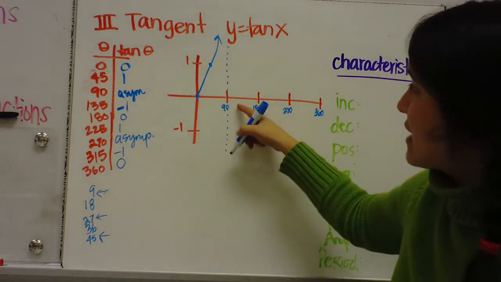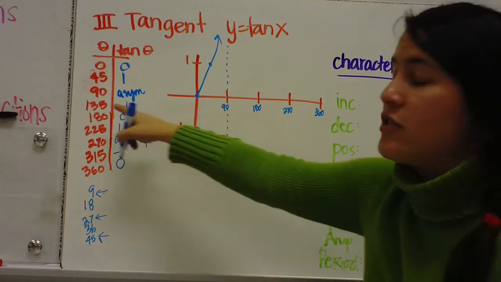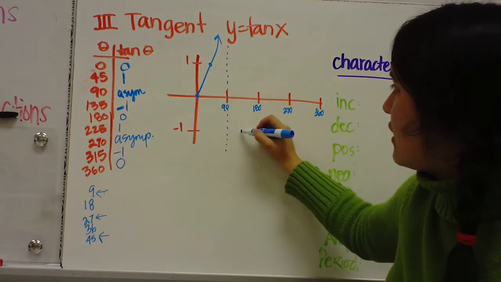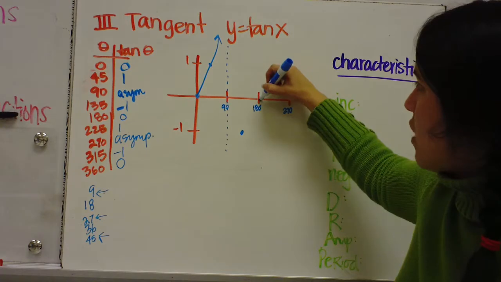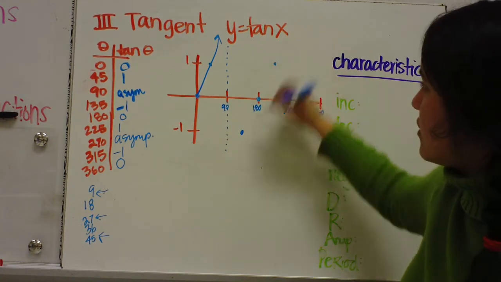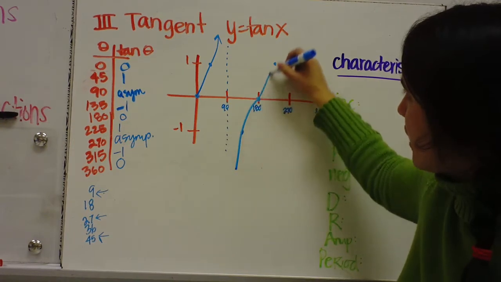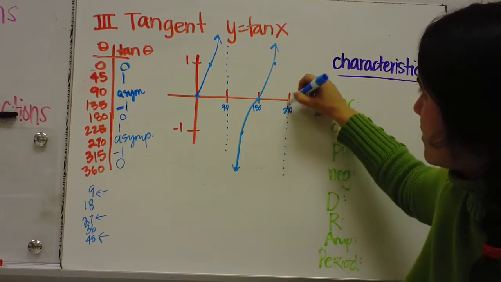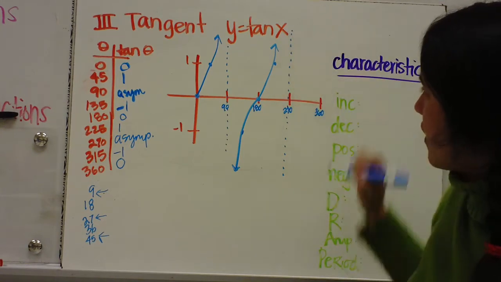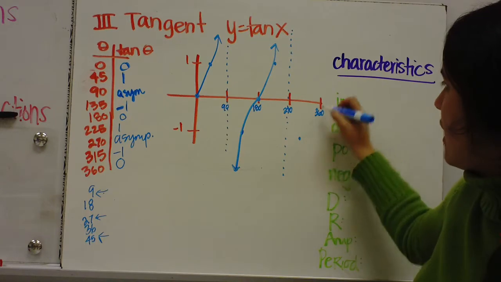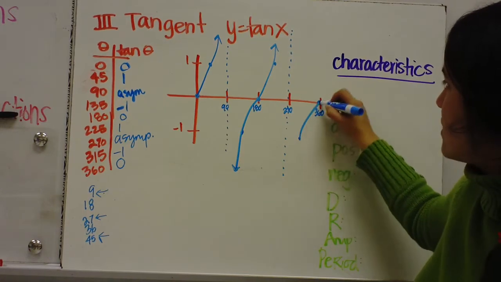Now the next section, at 90, there's an asymptote. So at 135, right here, it would be down at -1. At 180, it's at 0. And at 225, it would be back there at +1. So it's curving like this. And then again, I have a vertical asymptote. And at 315, it's at -1. And at 360, I just stopped like that.